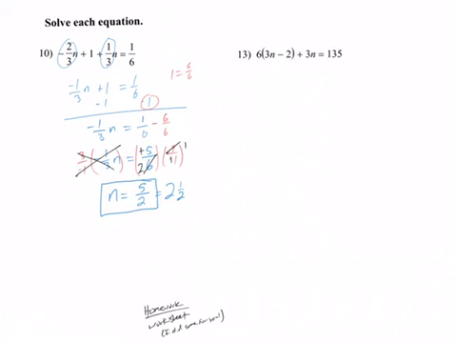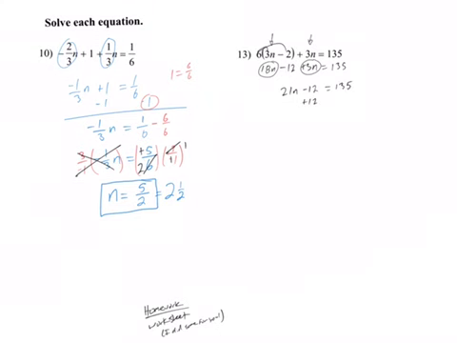Alright, one more. An extra step is required here, and that's the distributive property. Remember, I noticed that this has a 3n and that's a 3n, but I can't add those yet until I distribute this into each of those first. So that is 18n minus 12 plus 3n is equal to 135. Now I can combine those. So 18n plus 3n is going to give me 21n minus 12 is equal to 135.